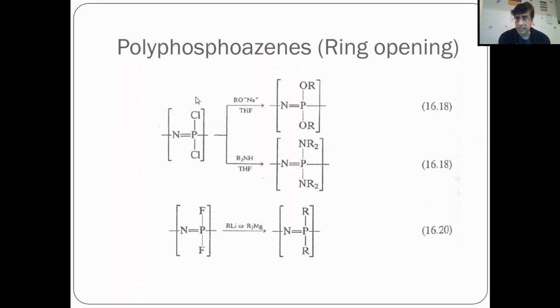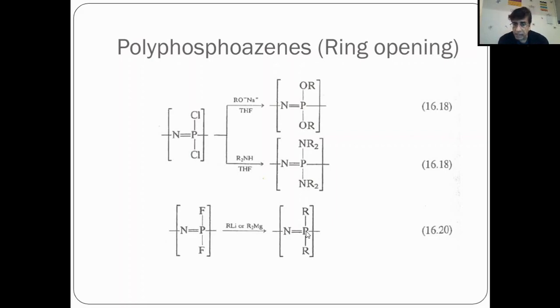This is a journal presentation, and absolutely dry conditions should be used. Then Cl will be kicked out and OR will come in this place. Then this polymer will be very stable. Same here, if you use a secondary amine under THF, this will bring NR2 here and NR2 here, and this will become stable. So here is the phosphorus-oxygen linkage, and here is the phosphorus-nitrogen linkage.